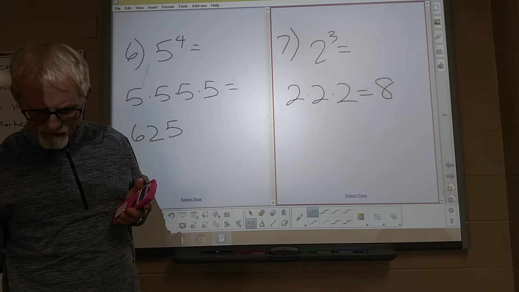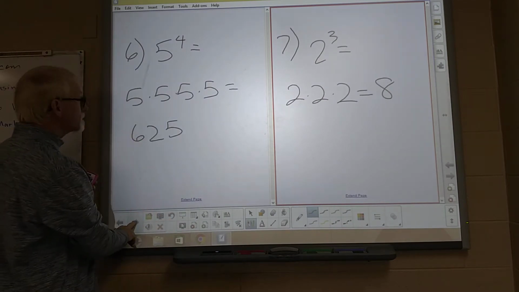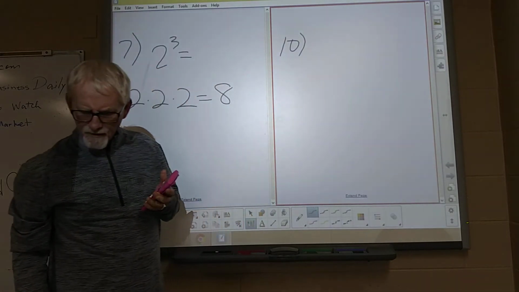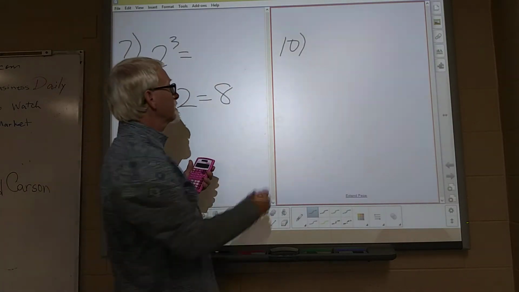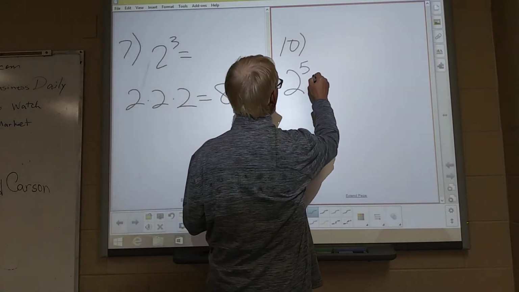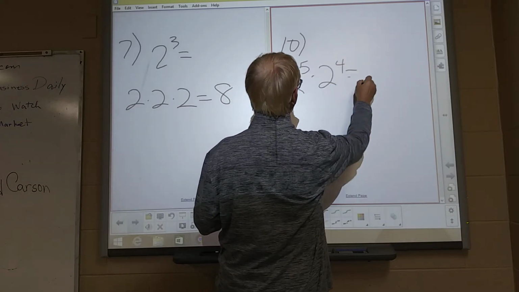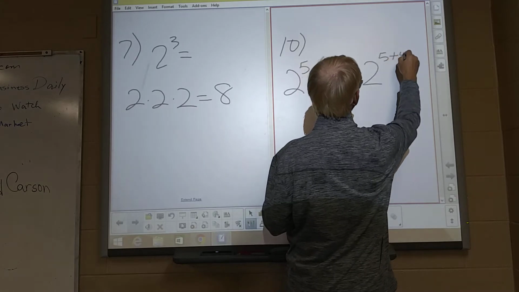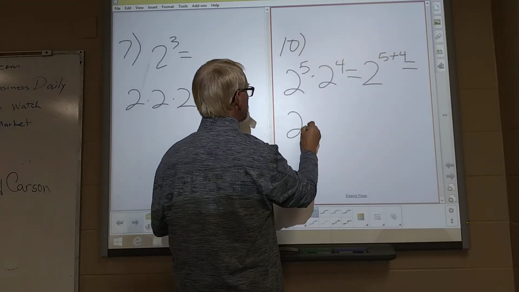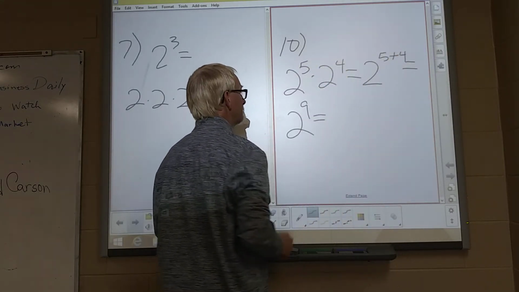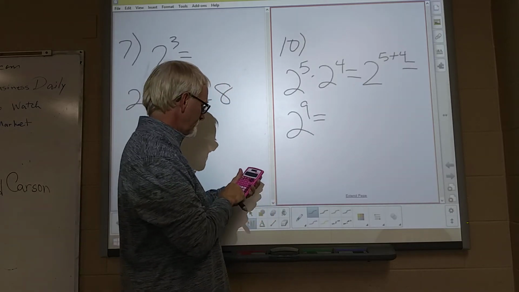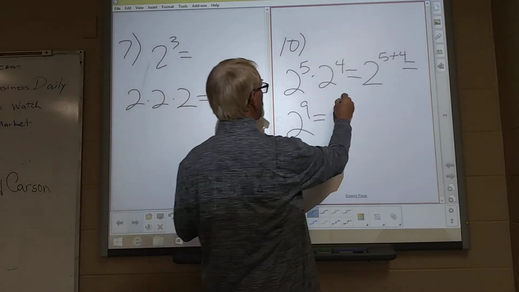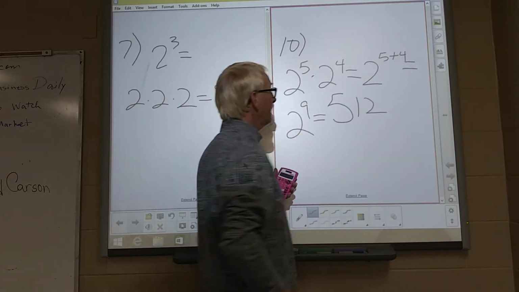Let's skip down to 10. We have here 2 to the 5th times 2 to the 4th. You just add these, that's equal to 2 to the 5 plus 4, which is equal to 2 to the 9th. If you need an exact power, 2 raised to the 9th power is 512. So just add those exponents.